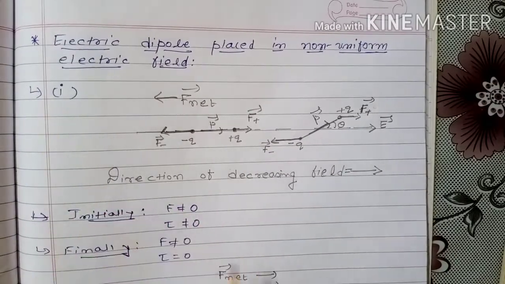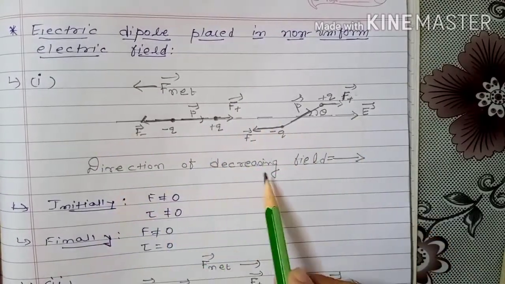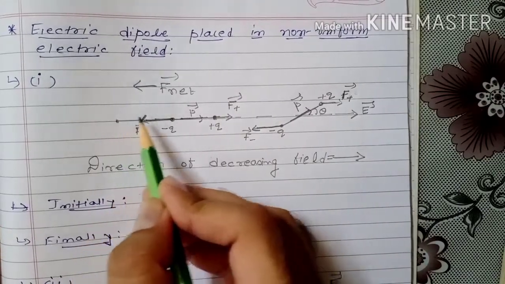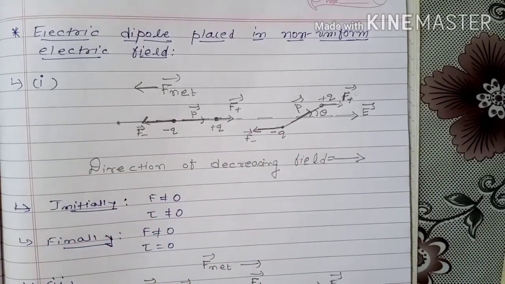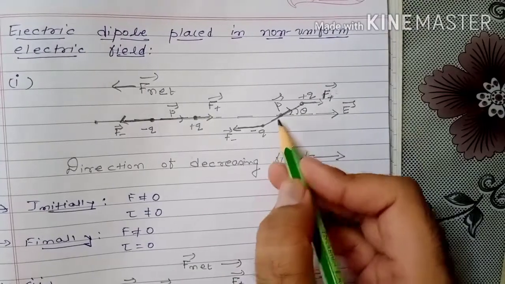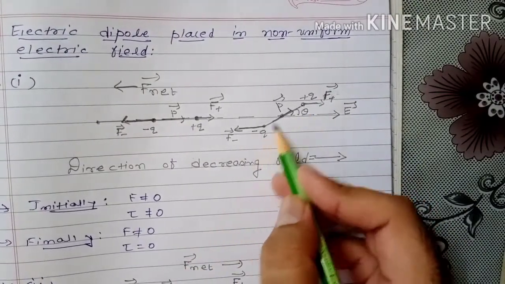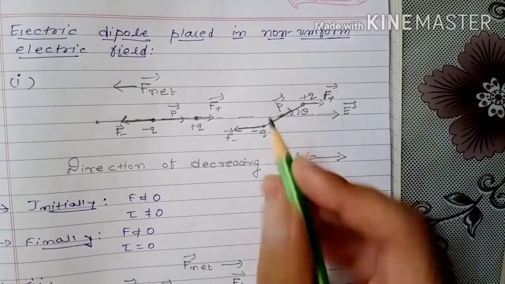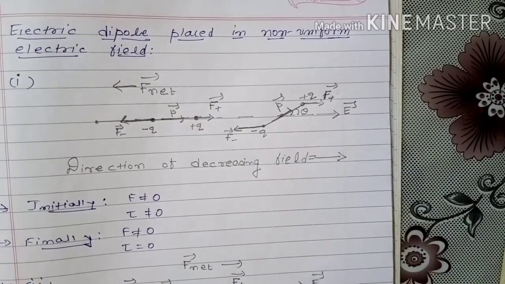Here, first case, this is the direction of the electric field. This is the direction of decreasing electric field. It means here the electric field is more. As you move in this direction, the electric field goes on decreasing. Initially, suppose the dipole is kept here. This is plus q charge, this is minus q charge, both separated by some finite distance 2a. And this is the direction of the electric dipole moment p vector. The angle between p vector and E vector is theta.